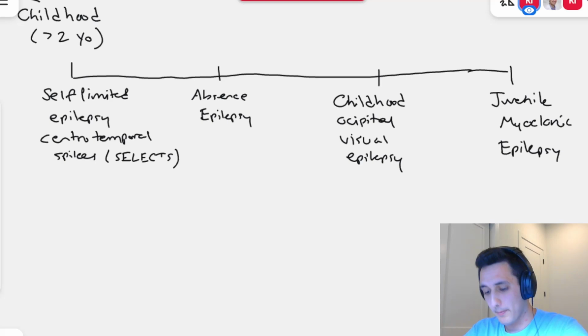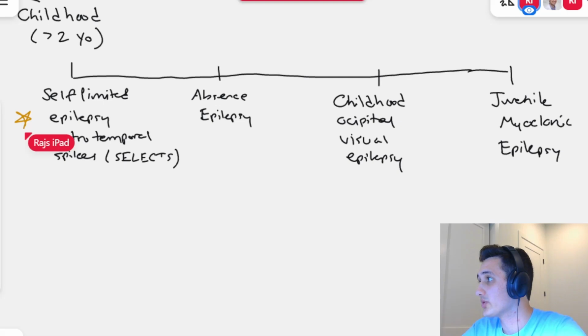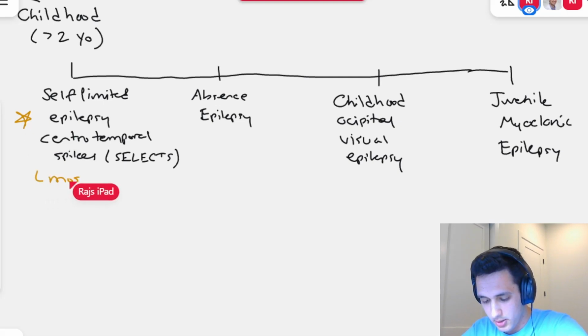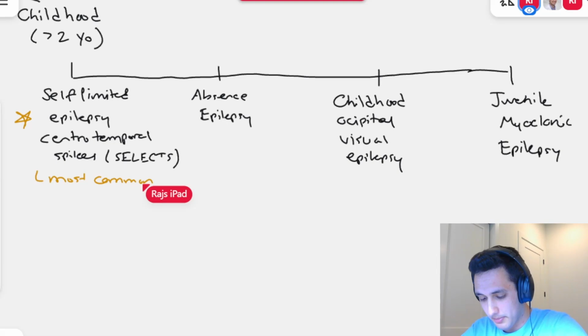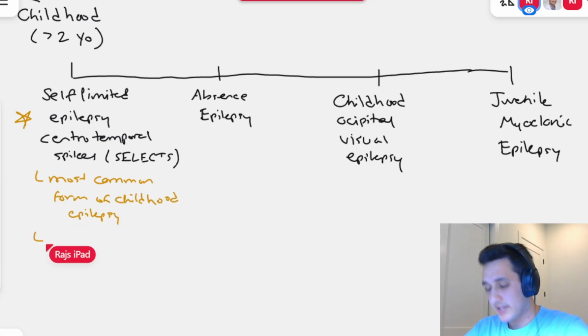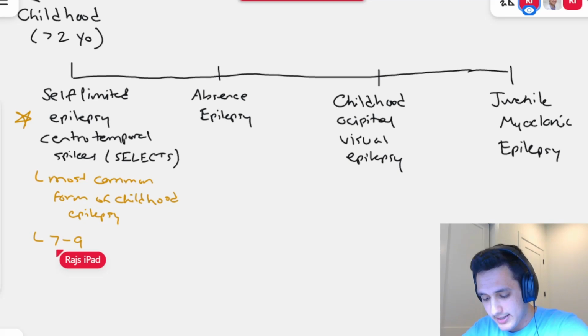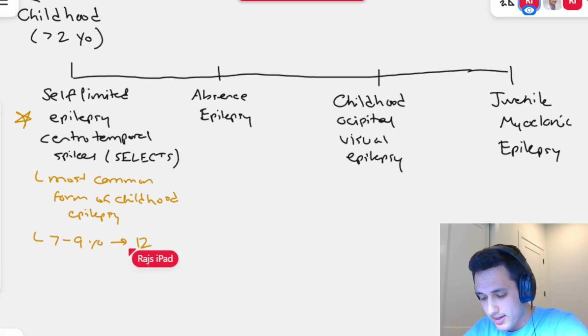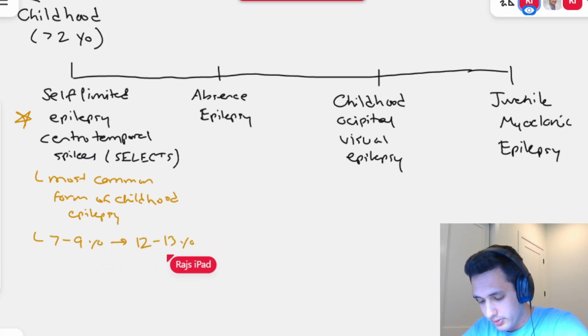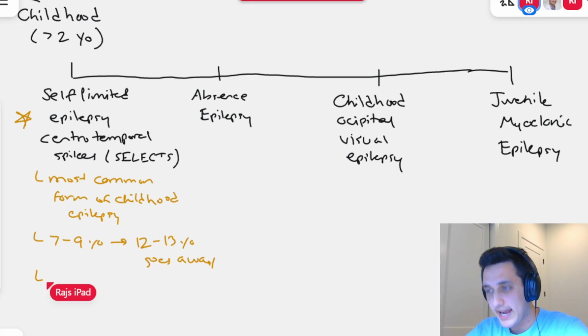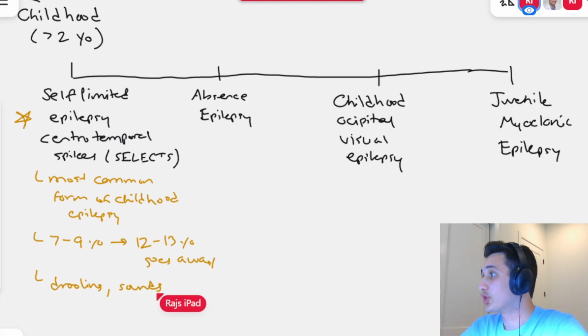So if there's one you want to remember from this discussion, it is that self-limited epilepsy with centrotemporal spikes, or SELECS, is actually the most common form of childhood epilepsy. It presents in school-age children about 7 to 9 years old, but typically goes away by 12 to 13 years old. And the main symptoms that these children get are related to the mouth and oropharynx. So things like drooling, gurgling, choking, and sounds that are kind of guttural in nature are sometimes what is described with SELECS.